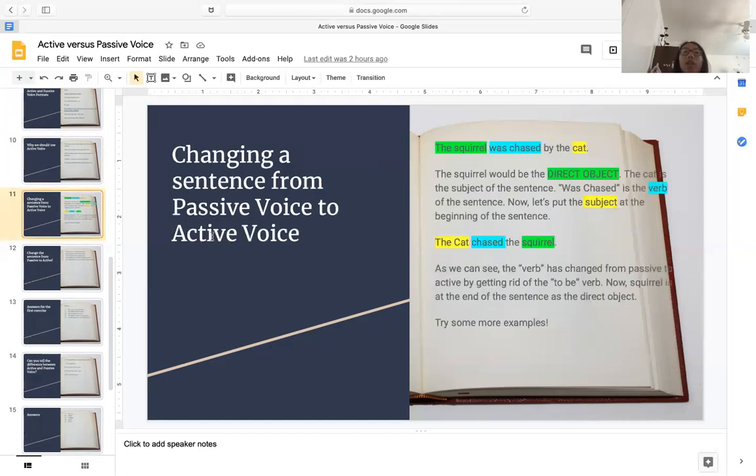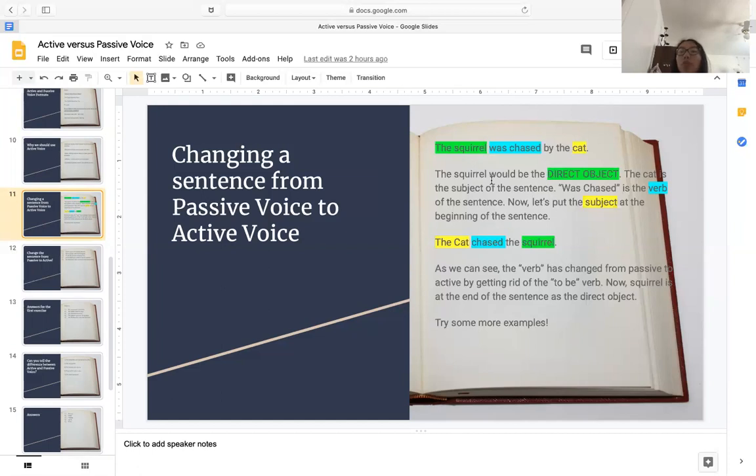Now, here's how we can convert a sentence from the passive voice to the active voice. First, we have, the squirrel was chased by the cat. This is in a passive voice. The squirrel would be the direct object. The cat is the subject of the sentence. Was chased is the verb of the sentence.